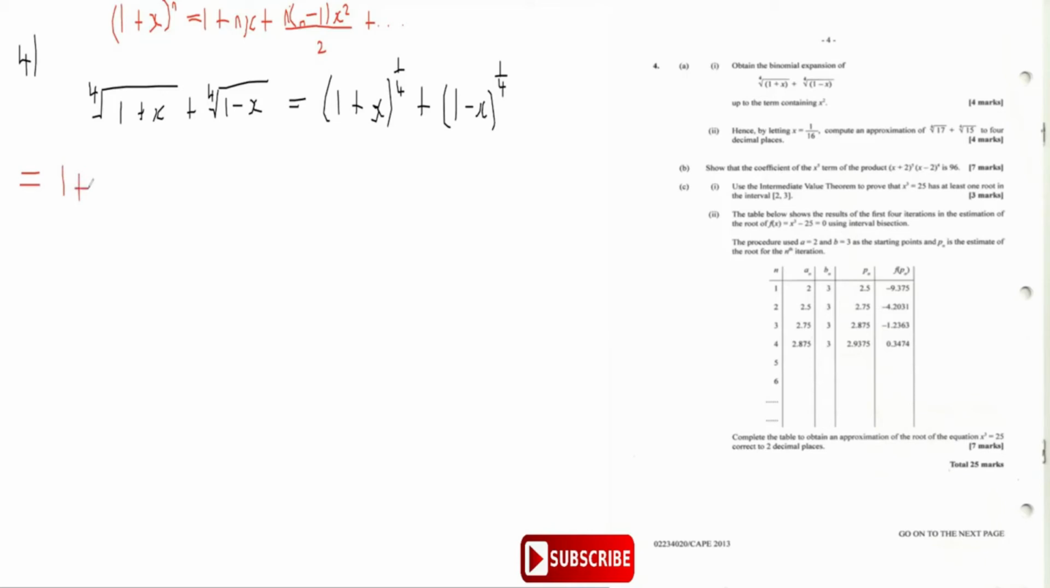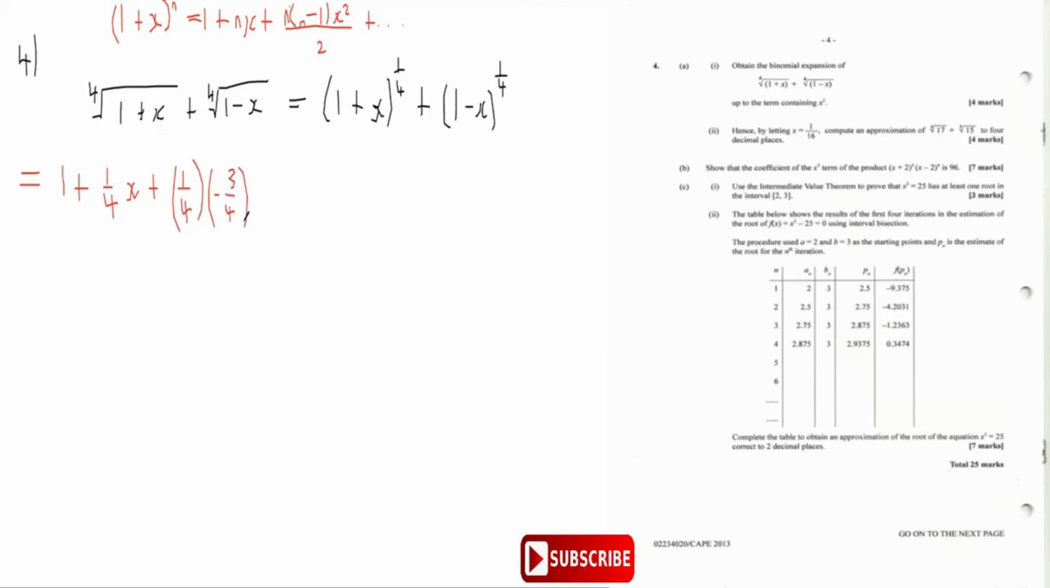I said expand it up to x squared, so we can stop right there. So it's 1 plus nx, which is now a quarter, times x, plus n, which is a quarter, times n minus 1. N minus 1 is going to be a quarter minus 1, and a quarter minus 1 is minus 3 over 4. Just to check it, I'm going to put it in my calculator.